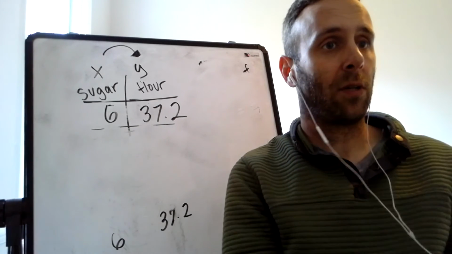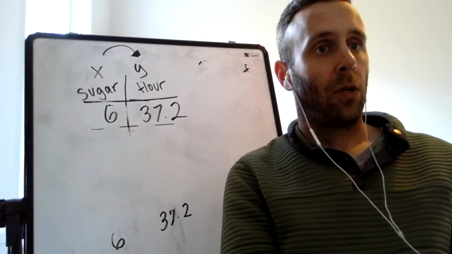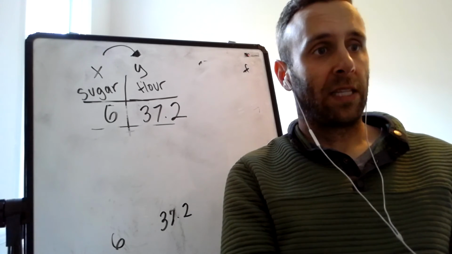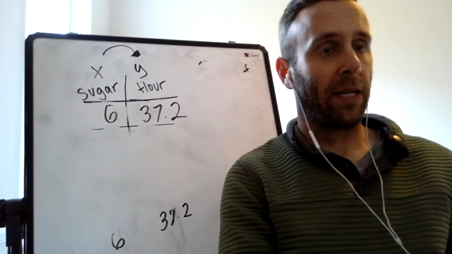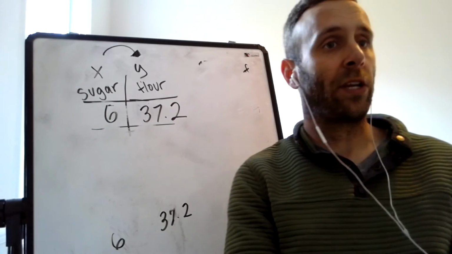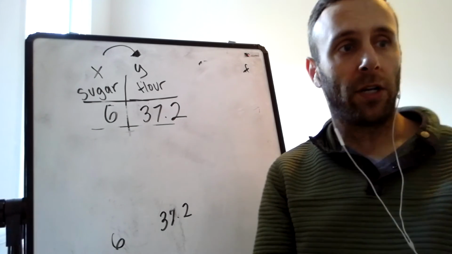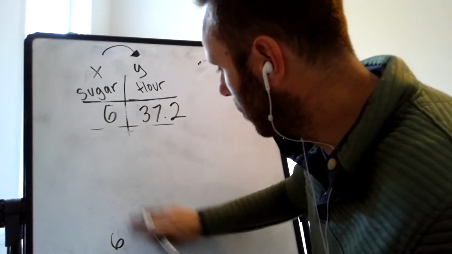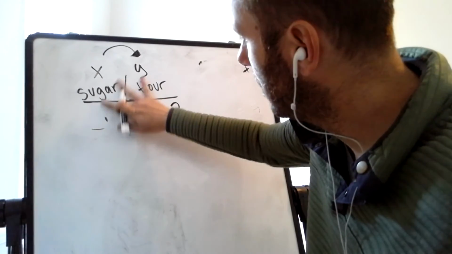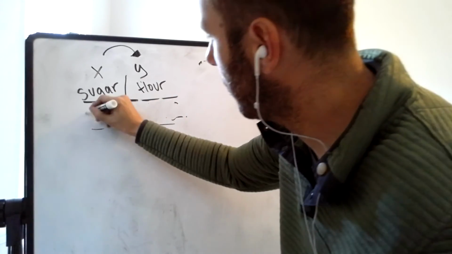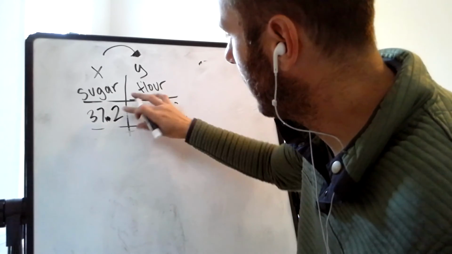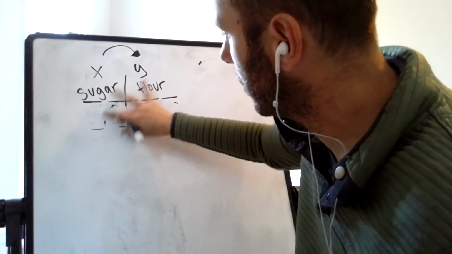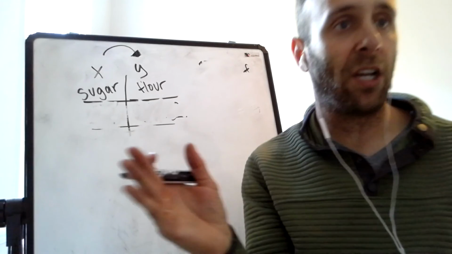I'm going to ask you some questions based on this chart, and then I'm going to ask you to flip it around. So I'm going to ask you some questions to find the constant of proportionality. I'm also going to ask you some questions to find the equation. But now what I want you to do is completely turn this around. And now I want you to make this 37.2 and this, actually, you're going to just switch them completely.